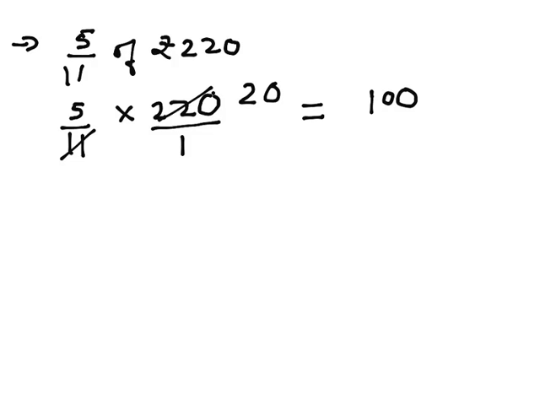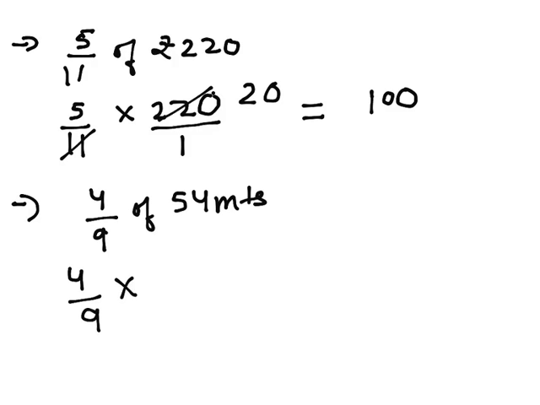But the rule that we have to multiply numerator with numerator and denominator with denominator, we have to keep in mind. The next one is to find 4 by 9 of 54 meters. So we can write it like 4 by 9 times 54 by 1. Here 9 times 6 is 54. Now we will multiply numerator with numerator. It will give us 24.